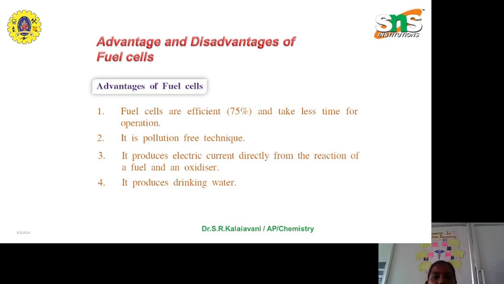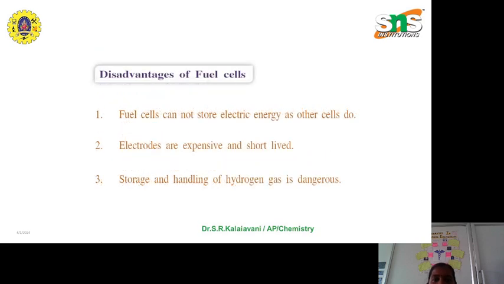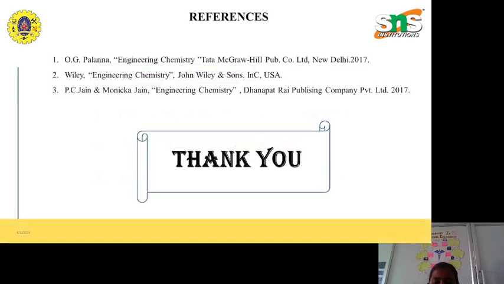First one is advantages of the fuel cell. Fuel cells are 75% efficient and take less time for operation. It is a pollution free technique. It produces electric current directly from the reaction of a fuel and an oxidizer. It produces drinking water. Then disadvantages of the fuel cell. Fuel cells cannot store electrical energy as other cells do. Electrodes are expensive and short-lived. Storage and handling of hydrogen gas is dangerous.